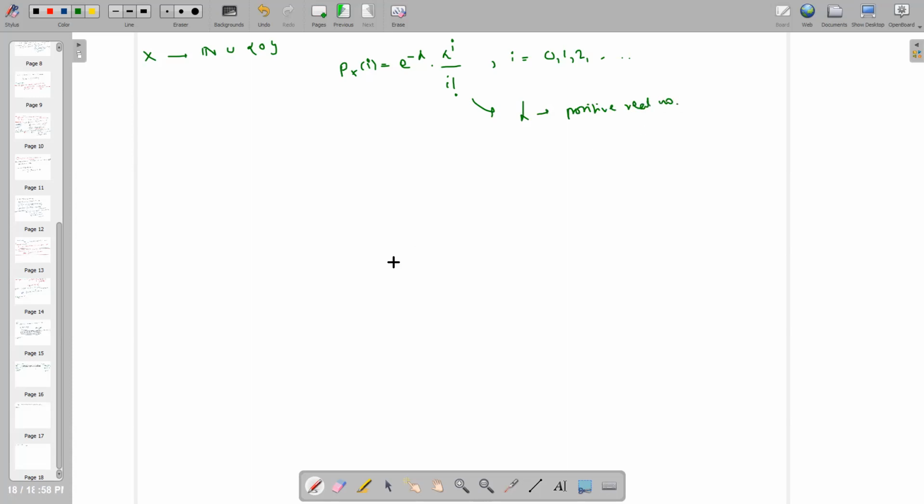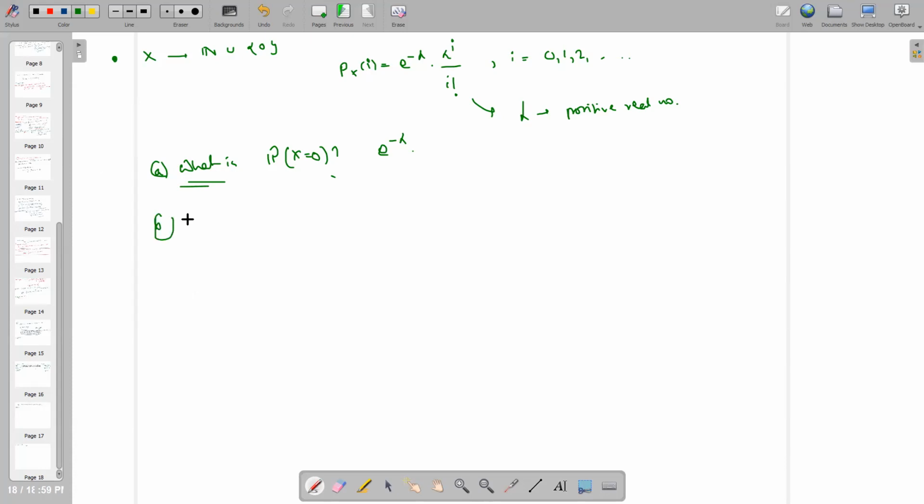What is the probability X equals 0? Yes, this is Poisson, a known distribution. I just wanted to check whether you can apply the definition that I told you today. So what is the probability X equals 0? This is e to the power minus lambda.